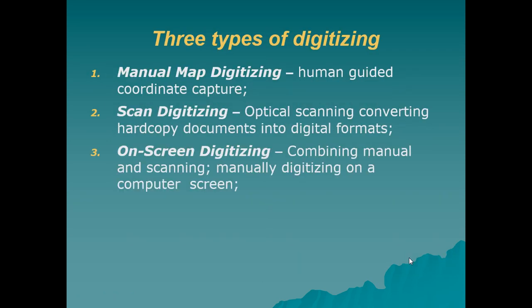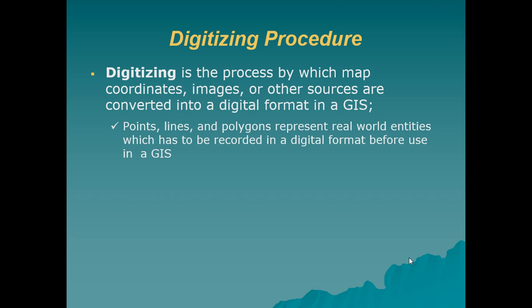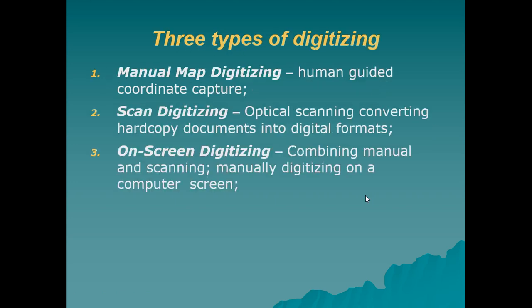Right, so continuing. If you recall, digitizing is a process by which map coordinates, images, or other sources are converted into a digital form for your GIS. So we can digitize points, lines, and polygons that represent real-world entities, which can then be recorded in a digital format. So this is our definition of digitizing.